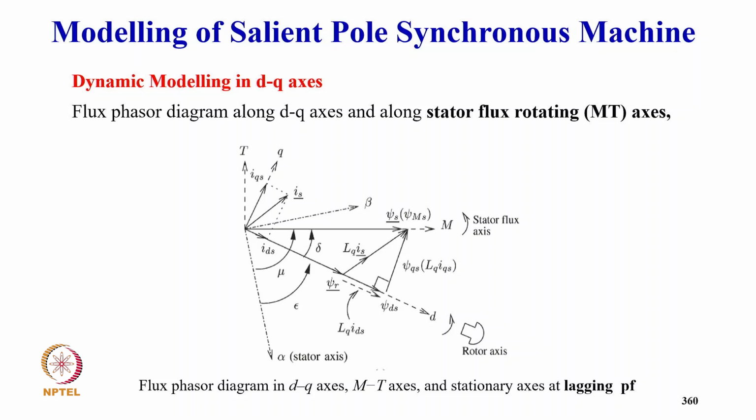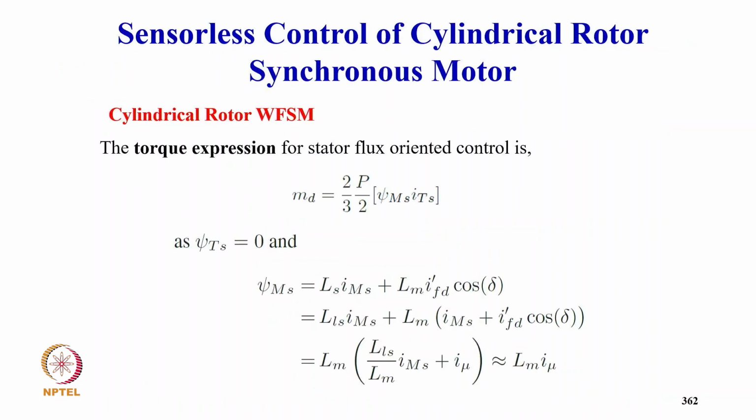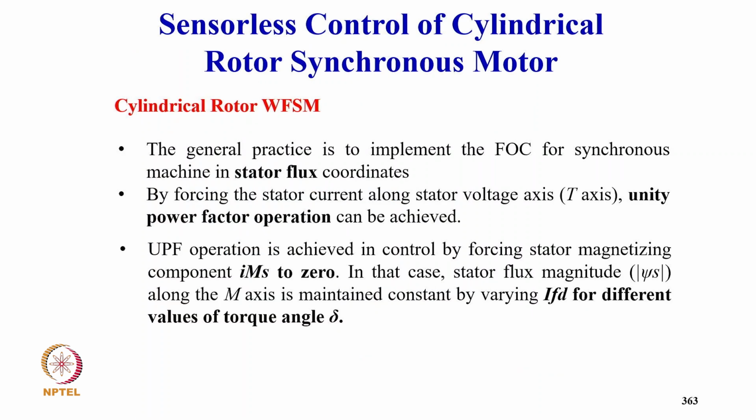And this is the phasor diagram of DQ along with the stator flux rotating axis, with the lagging power factor, and this is with the unity power factor representation. And these are the equations. M_D equal to 2 by 3 by 2 I_MS into I_TS, and the derivation comes I_MS equal to L_M in bracket L_S divided by L_M I_MS plus I_mu bracket close.